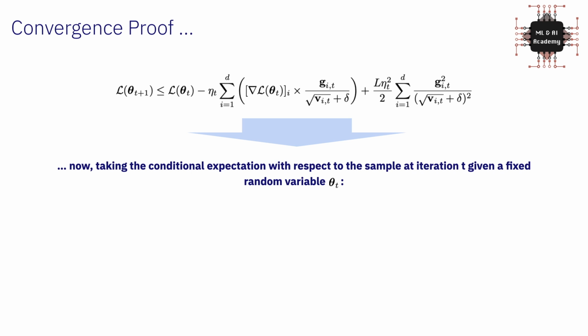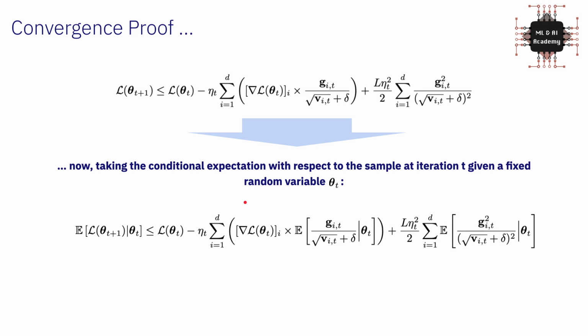And that's why, in order to do that, we're just going to take the expectation on both sides of this equation given the random variable theta_t. So given that we know what happened in theta_t, what can we say about the expectation of change in the objective function? So to do that, we just plug in the expectation. That gives me this equation. Let's go slowly through this equation.